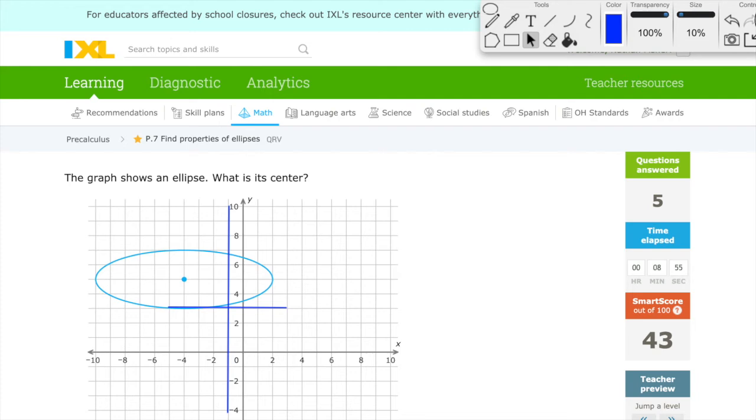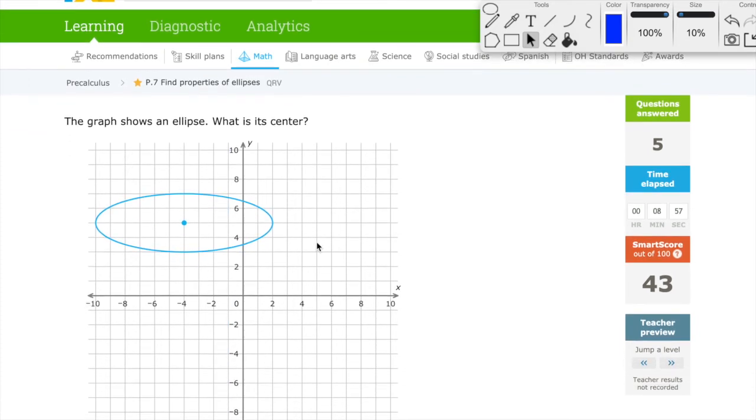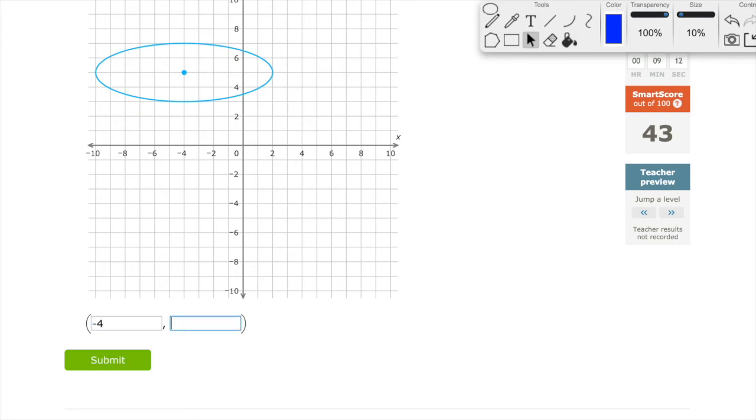Awesome. Okay, what is the center? Okay, so we've had one like this. It highlights it for you, so we're just figuring out the coordinate. Looks like I go from the center, left 4, and then up to, this would be 5. So I would have (-4, 5).